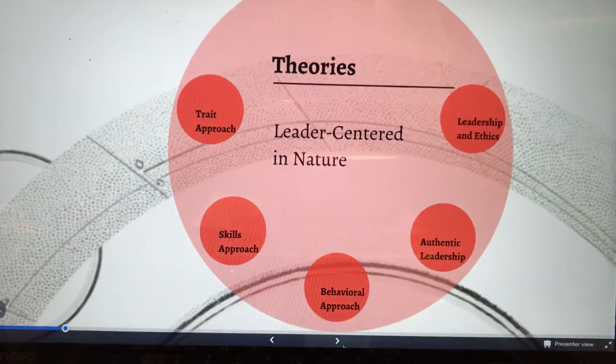So first, in my leader focus, I have theories including the trait approach, the skills approach, the behavioral approach, authentic leadership, and leadership and ethics. I saw all of these as cumulative theories where it really takes the leader to take an inward look at themselves and what they can improve upon.